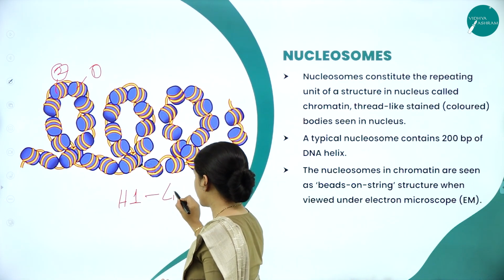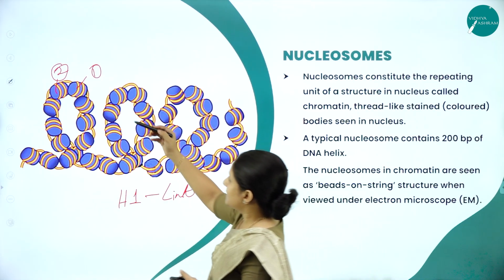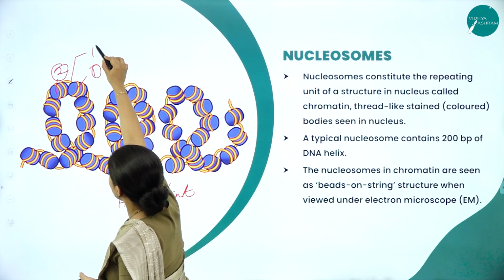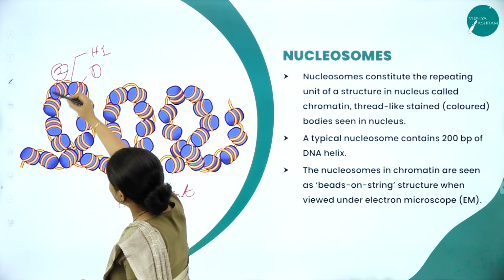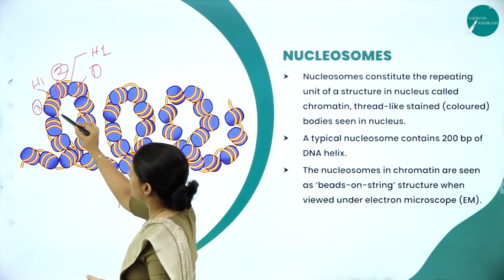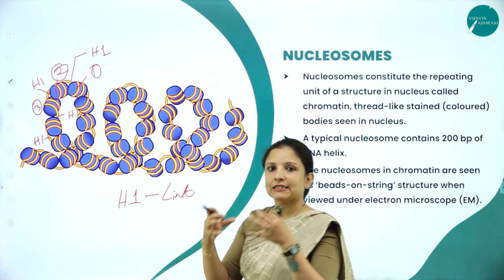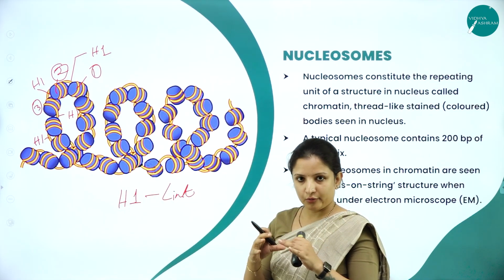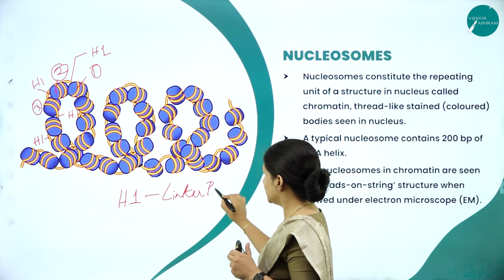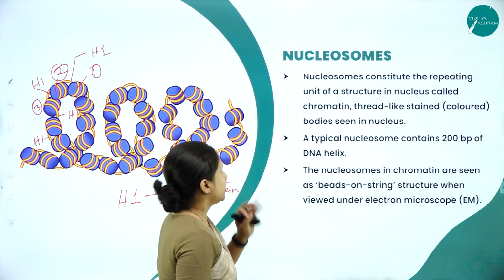That H1 is a linker protein that links between two histone octamers. That is, between the first histone octamer and the second histone octamer, there is an H1 protein. Between the second and the third histone octamer also, there is an H1 protein. Understood, right? Here also H1. Here H1. So, because they link each histone octamer, we call it the linker protein. So, all these are important for MCQs.